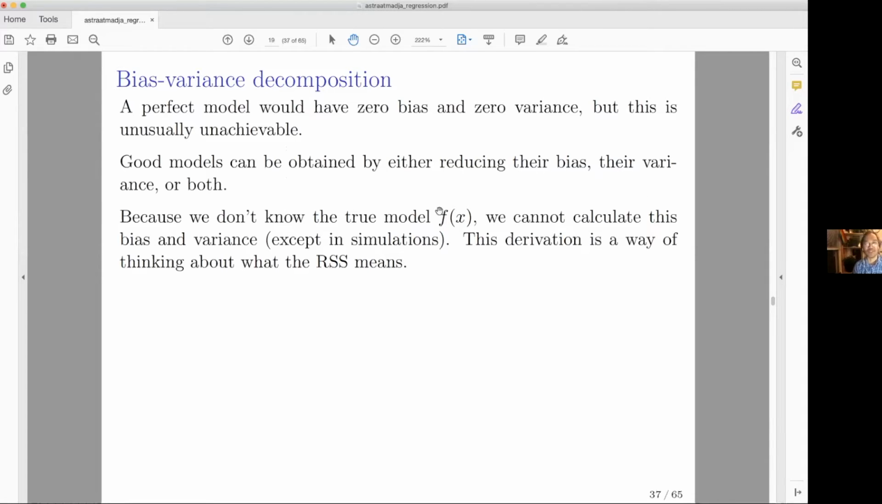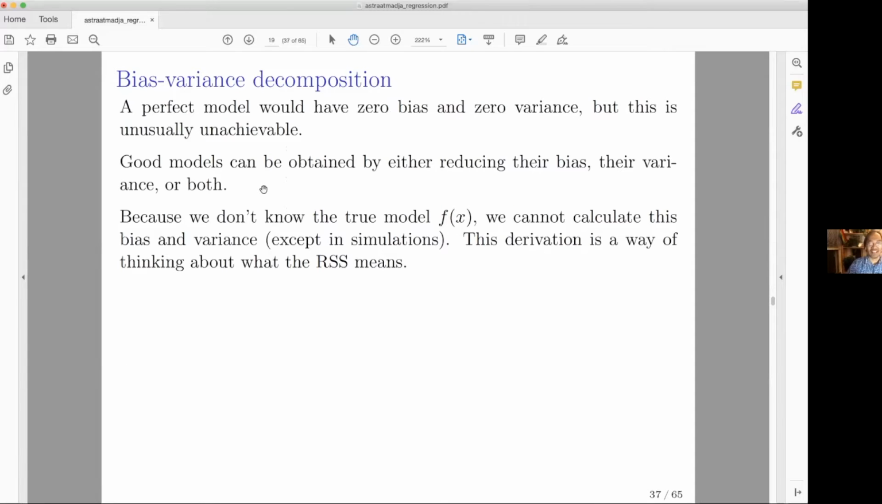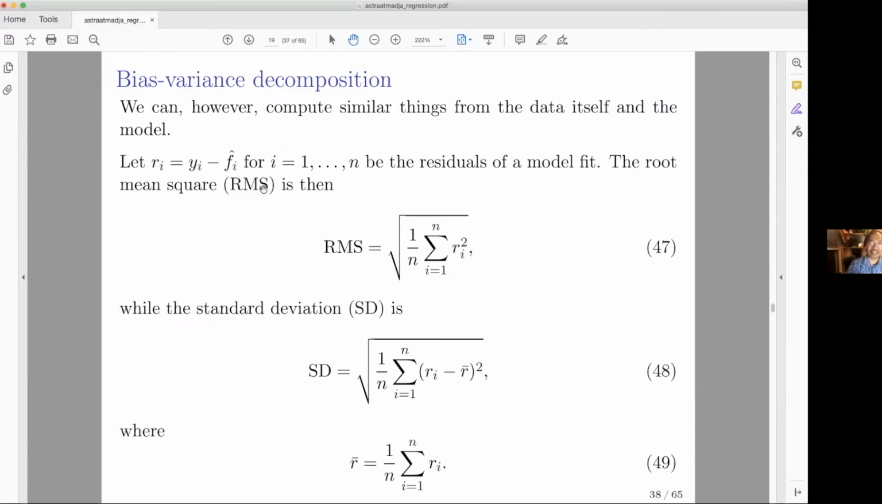We don't actually know how to calculate this, right? Because this depends on the knowledge of the true model, but we don't know that. That's a problem. In principle, we will never know this value, right? Only in simulations, where life is good. But we can find something similar from the data itself.